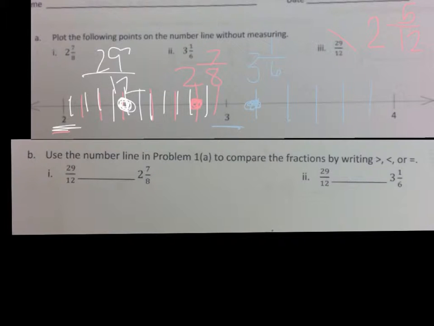The next problem is asking us to use the number line to compare the fractions. So for I, it says 29/12 and 2 and 7/8. So we first look to 29/12, and we see that it is less than 2 and 7/8 because it is closer to the left side of the number line. So we know that 29/12 is less than 2 and 7/8. Next, it directs us to 29/12 and 3 and 1/6. We know that 29/12 is also less than 3 and 1/6.